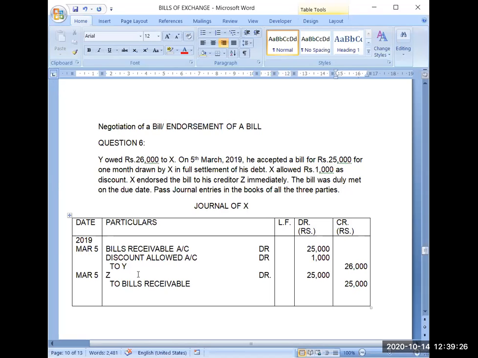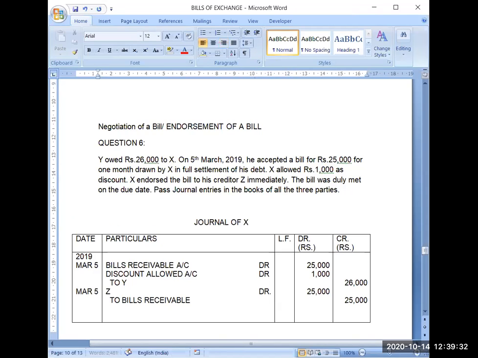Now further it is written the bill was duly met on the due date. So first we will calculate the due date. The date of writing the bill was 5th March, and after 1 month it will be 5th April, and 3 days we have to add: 6, 7 and 8. So the due date will be April 8.